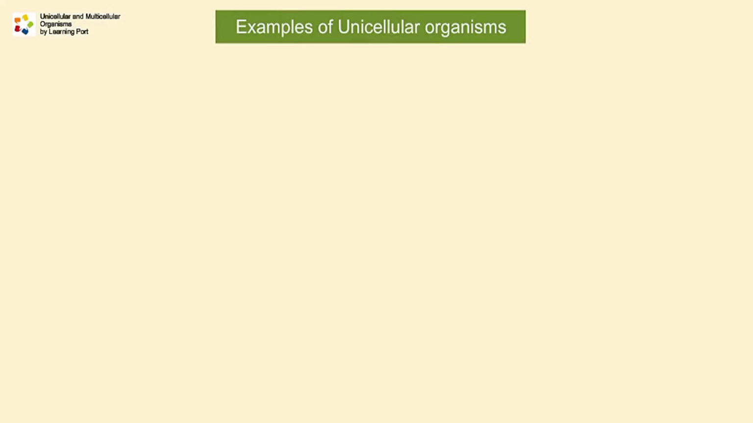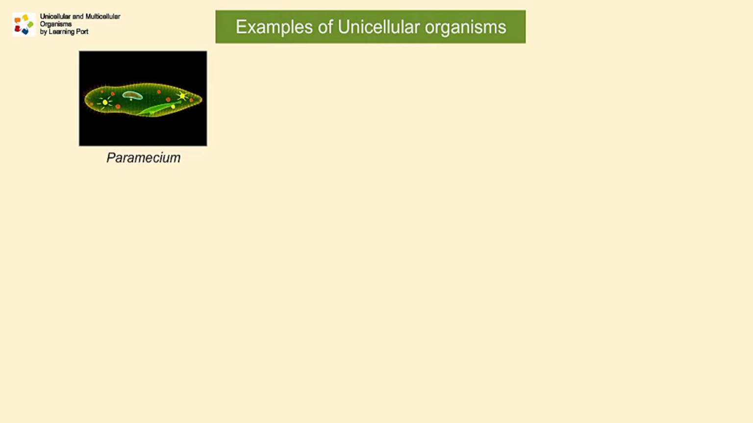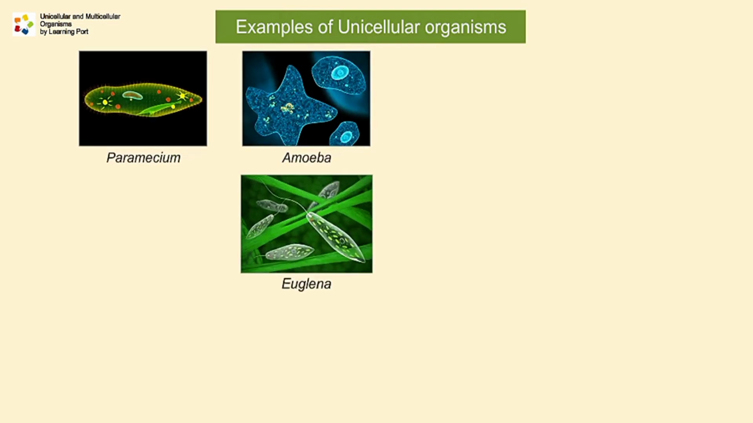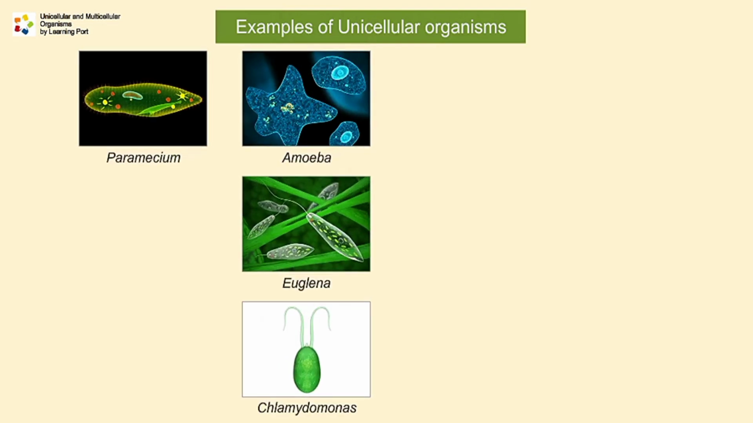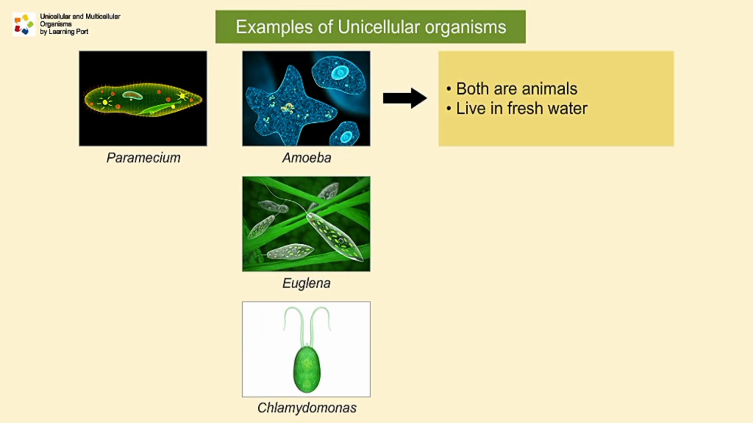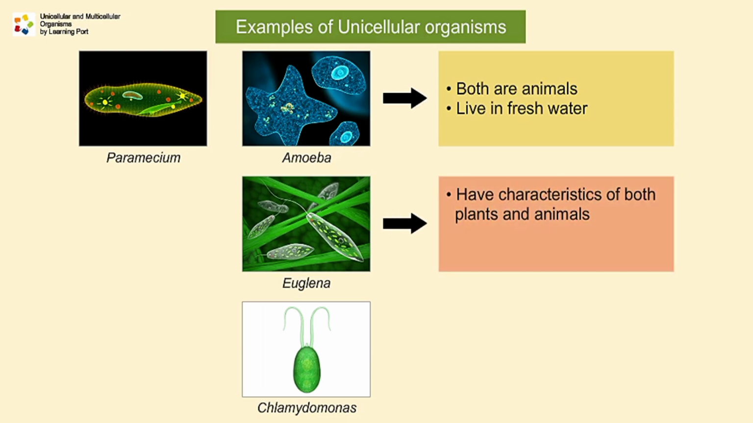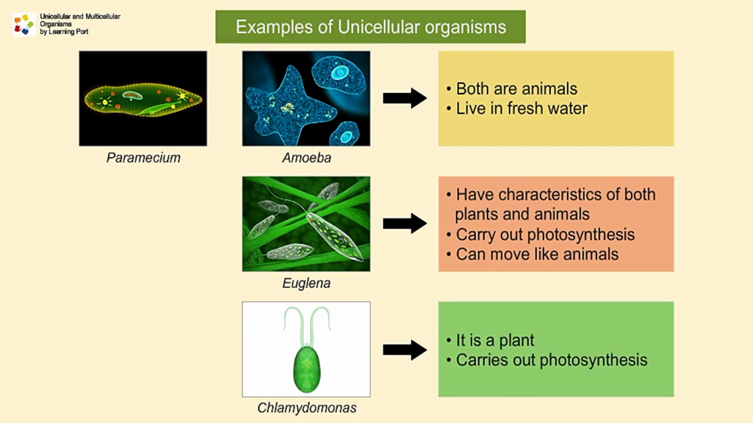Examples of unicellular organisms are parameciums, amoebas, euglenas, and chlamydomonas. Amoebas and parameciums are animals and both live in fresh water. A euglena has the characteristics of both plants and animals. It carries out photosynthesis and can move like animals. A chlamydomona is a plant and it carries out photosynthesis.